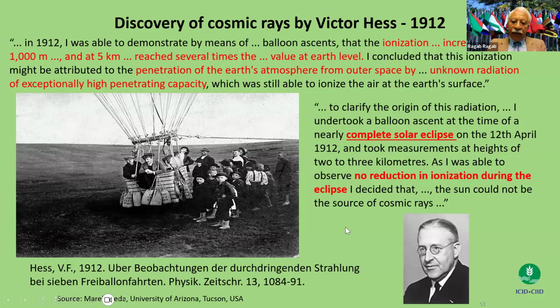So that's the conclusion of Victor Hess. He discovered there is high penetrating radiation coming from outer space, but he doubted, is it the sun? And then when he went with his hot air balloon up to 5 kilometers on eclipse day, no sun, the sun was not out, he discovered actually the ionization was happening in absence of the sun. So this sort of radiation is coming from the outer space.